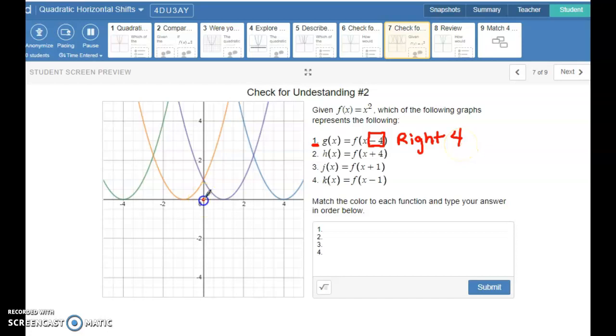And then let's go look for it. 1, 2, 3, 4. So that would be my blue line. So for number 1, I would put blue.